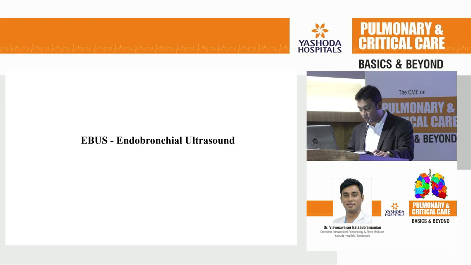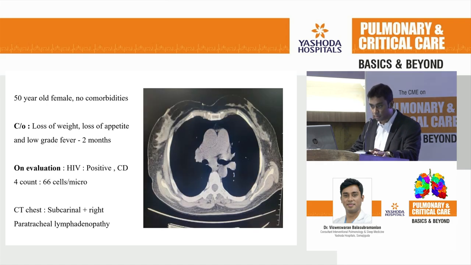because this is a very basic test. Any structures which you have around your airways, be it a node or a mass or any sort of cystic lesions also, you can diagnose with the help of an endobronchial ultrasound. So I'm showing you this case. This lady was a 50-year-old female. She was not having any comorbidities. She was complaining of loss of weight, loss of appetite, and low-grade fever for 2 months.